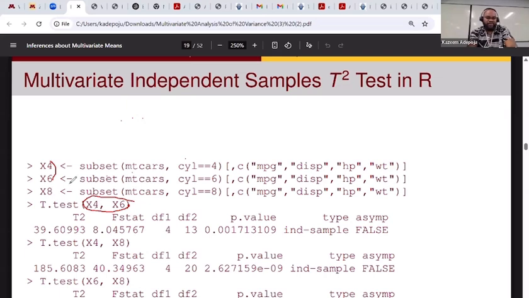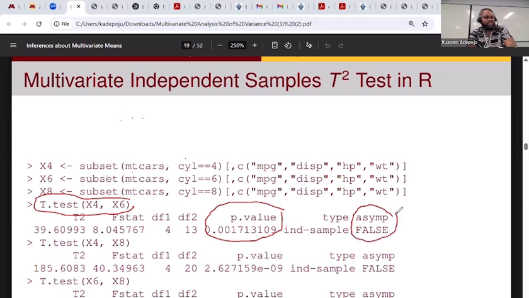Okay, and you know what? The moment you have your data in, you're just going to do t.test of that. Then you're just going to be focusing on the p-value that came out of the test. And of course here, asymptotic false. What asymptotic false means is we don't have a large sample. Asymptotic true means a large sample, so here it means we have a finite sample.